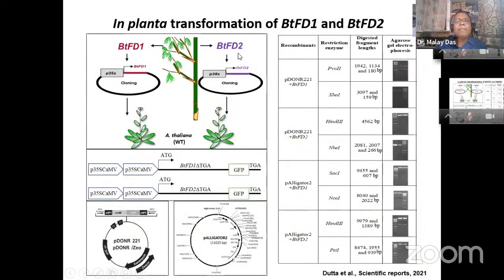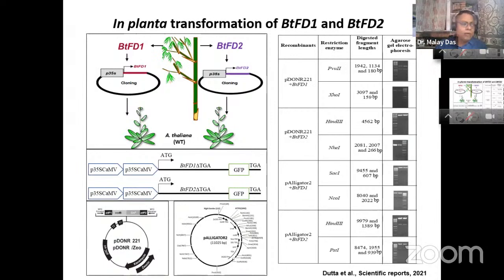Then by the time I had a collaboration with Dr. Tony Schaffner at Munich. He is my postdoctoral supervisor, and I got funding to go back to Germany for several months. So we decided to go for a transgenic approach to overexpress these two bamboo genes, FD1 and FD2, in the Arabidopsis wild type background and see what phenotype we would see.